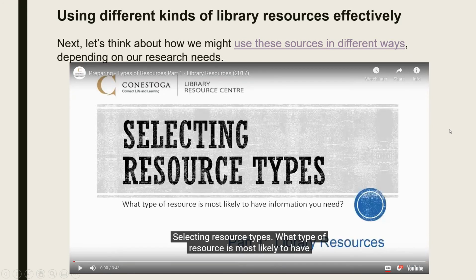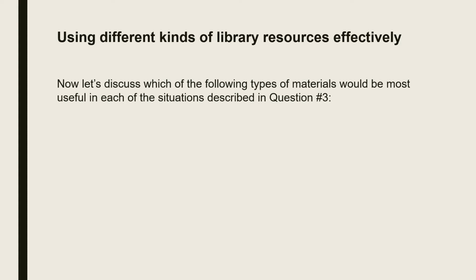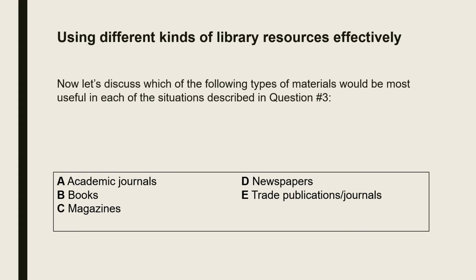Selecting resource types. Now, how do we use these different library resources effectively? Let's discuss which of the following types of materials would be most useful in each of the situations described in question 3. Again, this is on the learning log, but we can do it together. The options are academic journals, books, magazines, newspapers, and trade publications/journals.